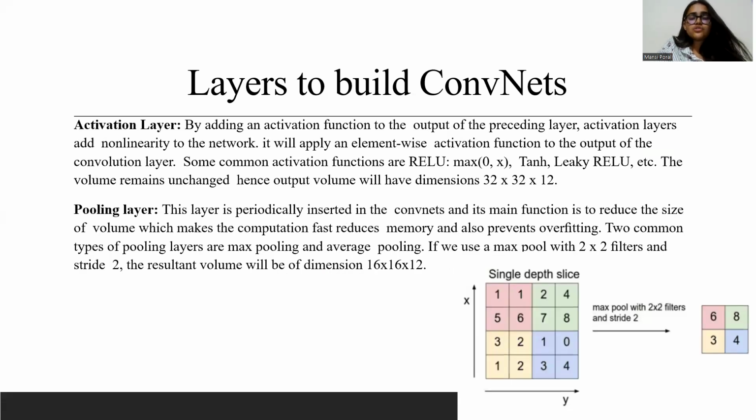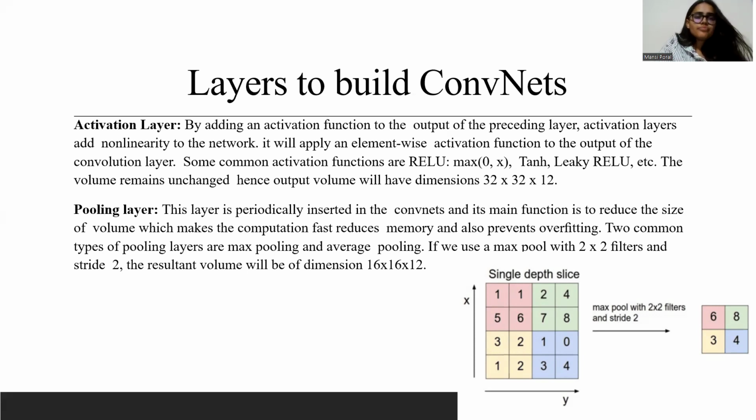Layers to build the convnet: activation layer and pooling layer. Activation layer: by addition of an activation function to the output of the preceding layer, activation layers add non-linearity to the network. It applies an element-wise activation function to the output of the convolution layer. Some common activation functions are ReLU, max(0, x), tanh, and leaky ReLU. The volume remains unchanged, hence the output volume will have dimension 32 x 32 x 12.